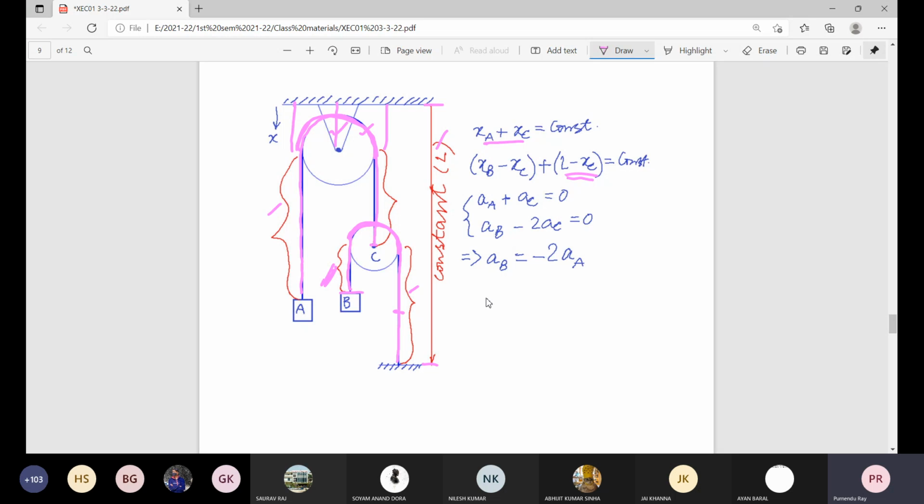Sir, which part is L minus XC? This one, this is L, this is XC. Yes, sir. So this part of the length is L minus XC. Okay, sir. This part of the length is XB minus XC.